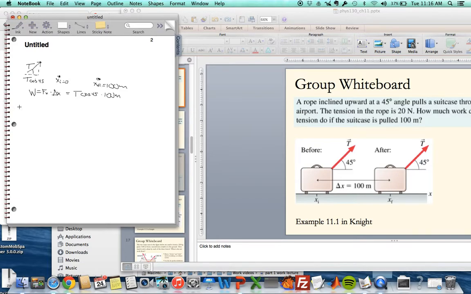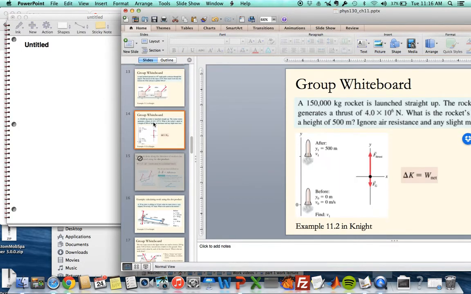So my work is going to equal 1,400 joules when I plug in those numbers for the tension. So we have a work of 1,400 joules. This is an example from Knight, and you can check on that in the book. And we'll do another whiteboard problem.